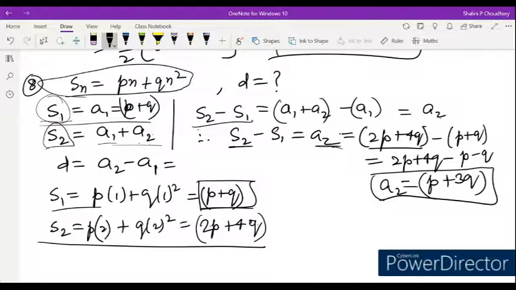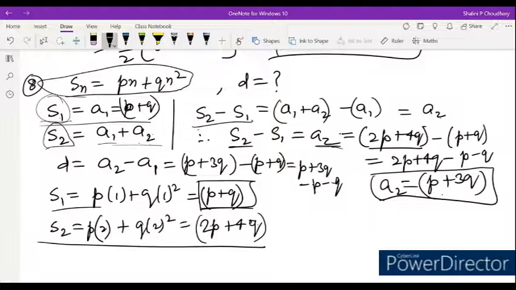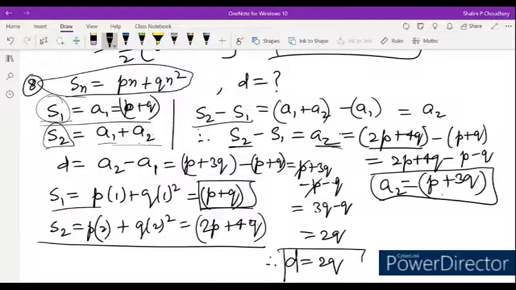Okay, so A2 is equal to P plus 3Q, minus A1, where A1 is equal to P plus Q. So this will be equal to P plus 3Q minus P minus Q. So minus P, you cancel, and 3Q minus Q will be equal to 2Q. So the value of D will be 2Q. Okay, understood?